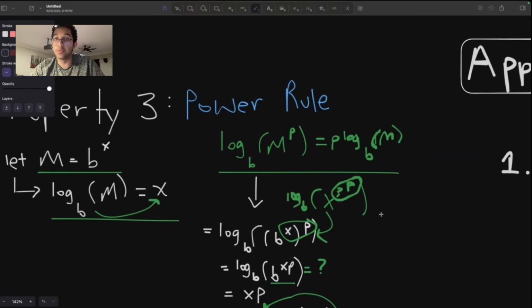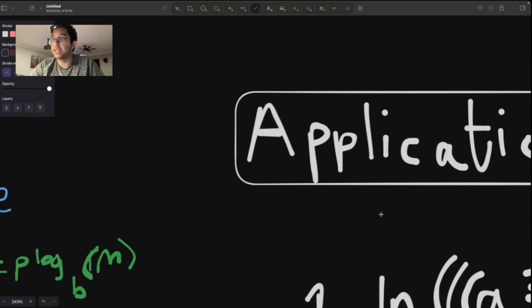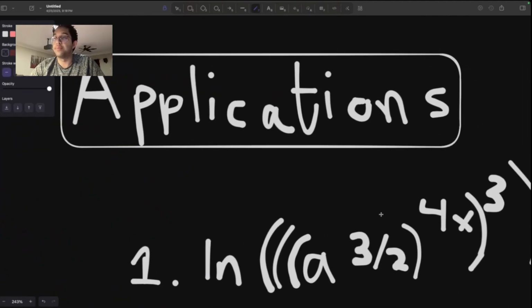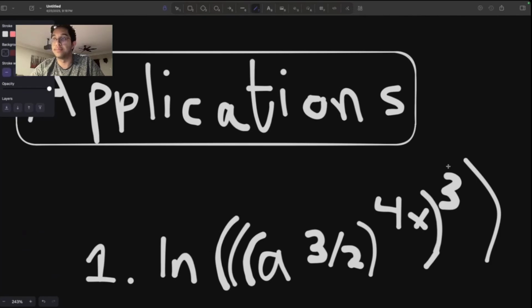So simply knowing what the rule is and how to derive it isn't enough, because we need to know how to apply it as well. So the first question we're going to look at is right here: ln of a to the 3 over 2 times 4 to the power of 4x, to the power of 3. So, Akhil, how would we simplify this?